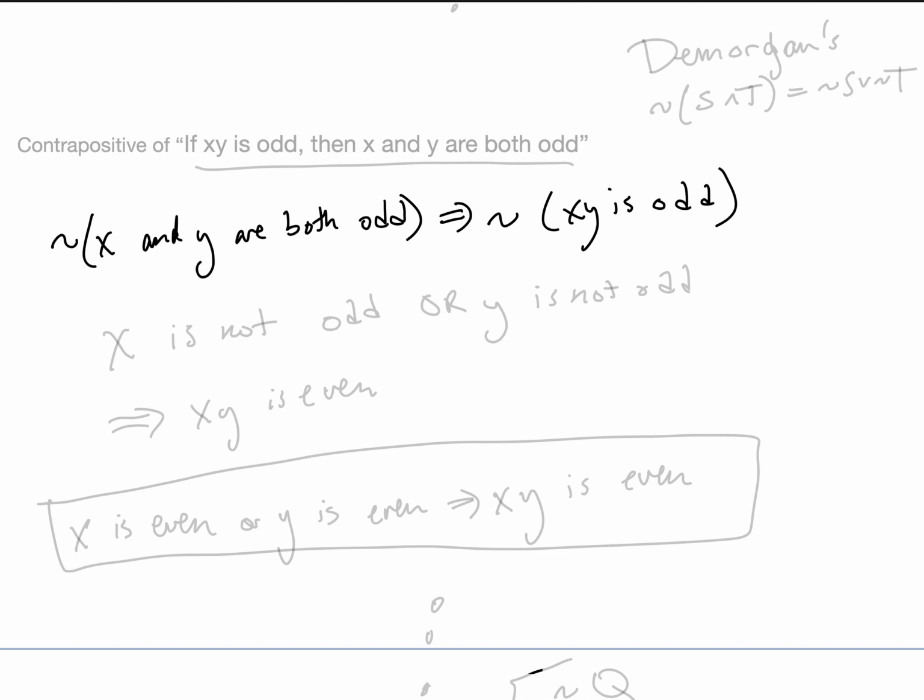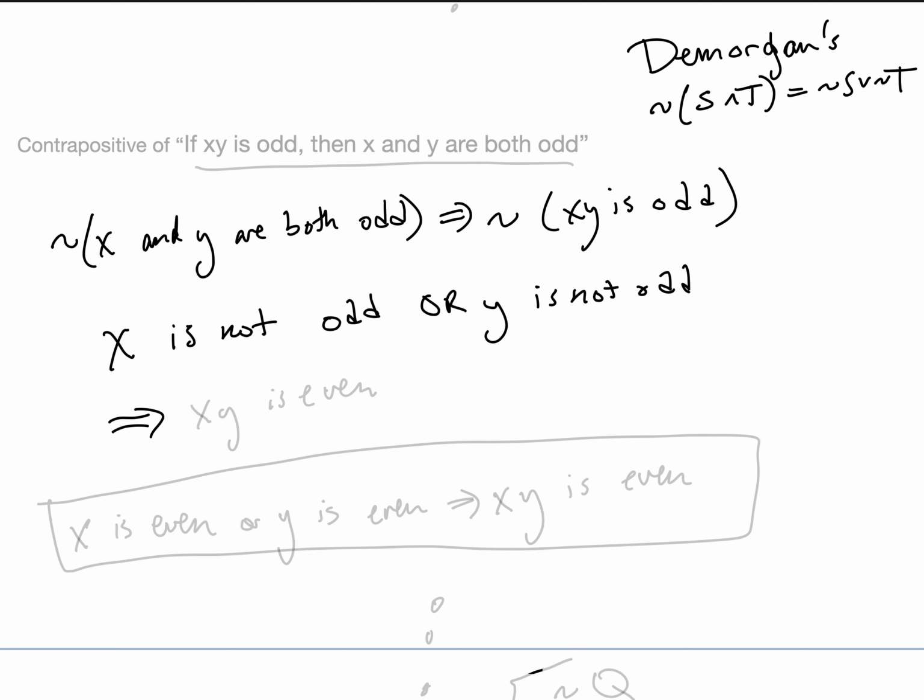So the negation of x and y are both odd is x is not odd or y is not odd. Remember that by De Morgan's law, the negation of s and t is not s or not t. So that's De Morgan's law. So that's the negation of Q implies the negation of P. If xy is not odd, then xy is even.